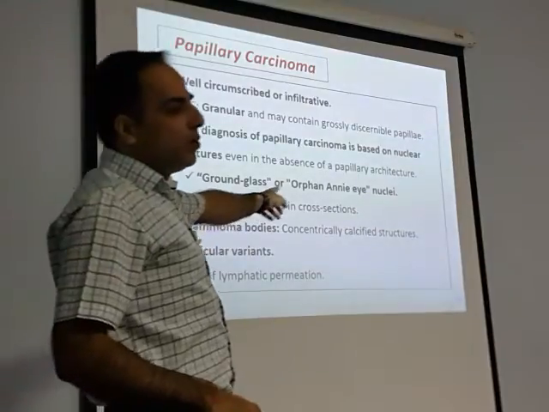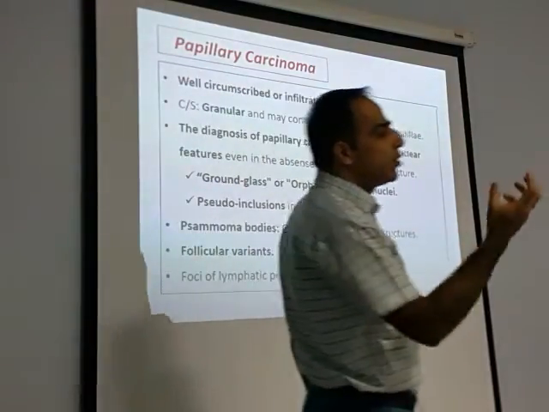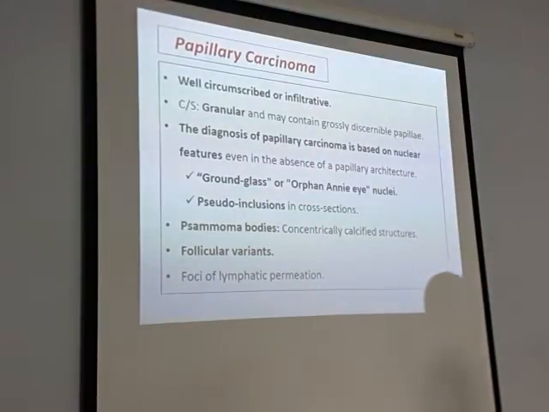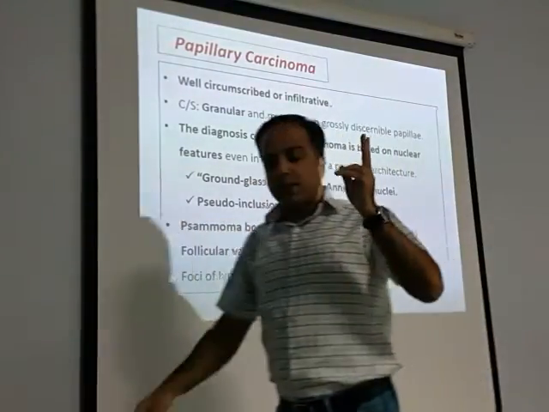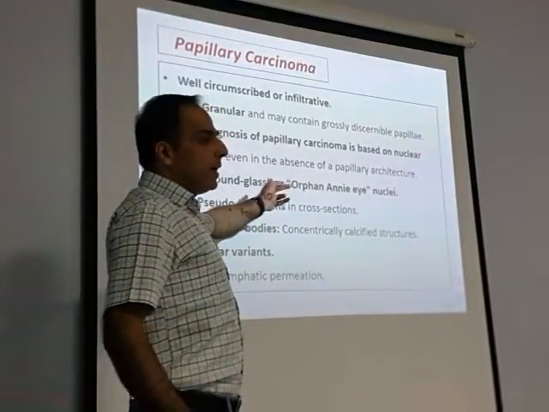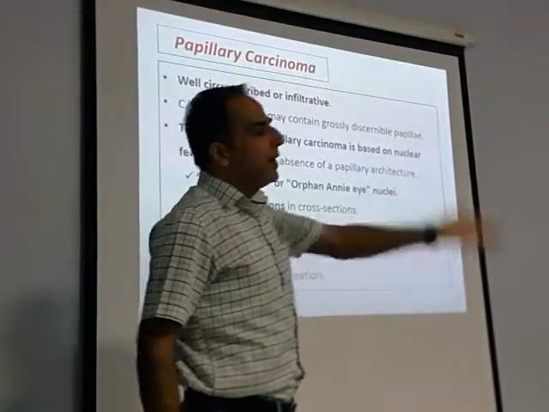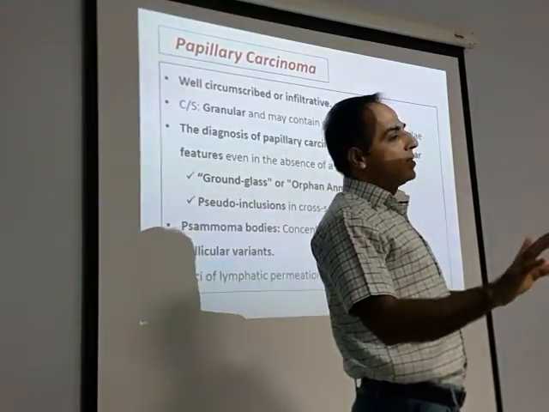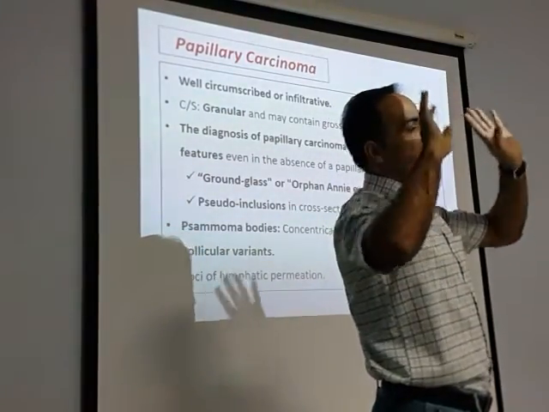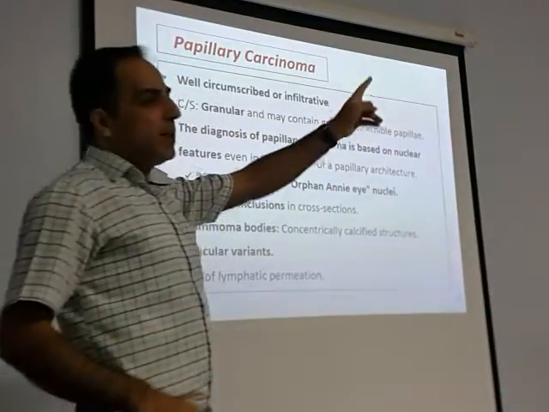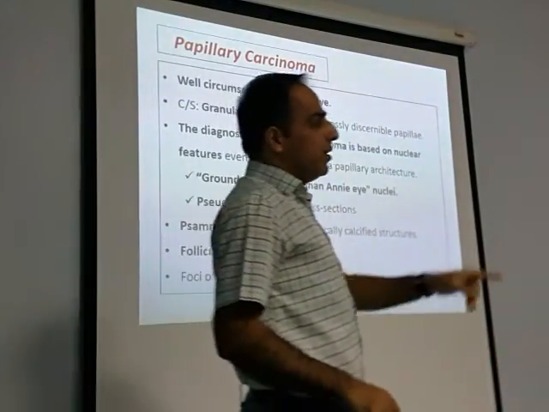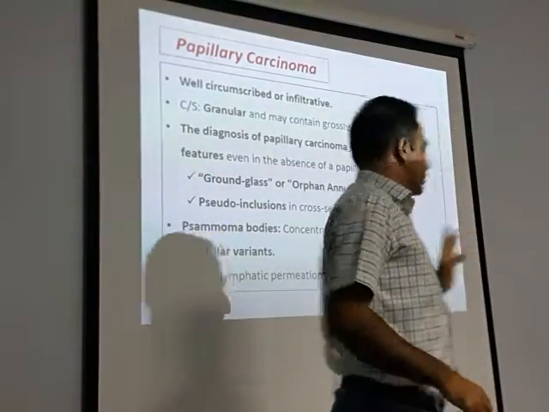And you can find pseudo inclusions inside the cross section. There are true inclusions which are within the nucleus, and there are inclusions which we call pseudo inclusions, which are false inclusions. It is due to the invagination of the cytoplasm into the nucleus. Only the invagination. It is not true. So if you find two features, ground glass nuclei and pseudo inclusions, you can call it papillary carcinoma, even if you find the papillae or you do not find the papillae. So the diagnosis of papillary carcinoma is not based on the finding of the papillae, it is based on the finding of the nuclear features.